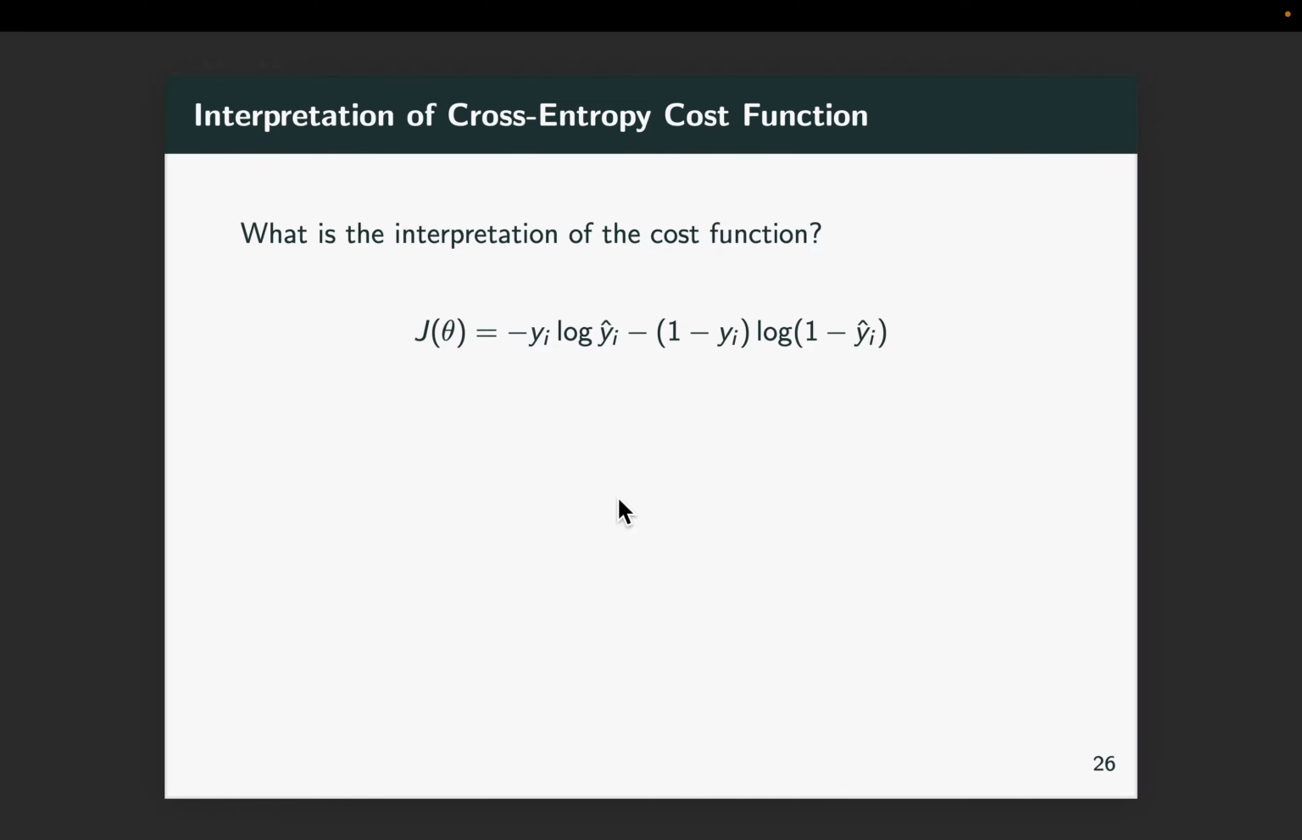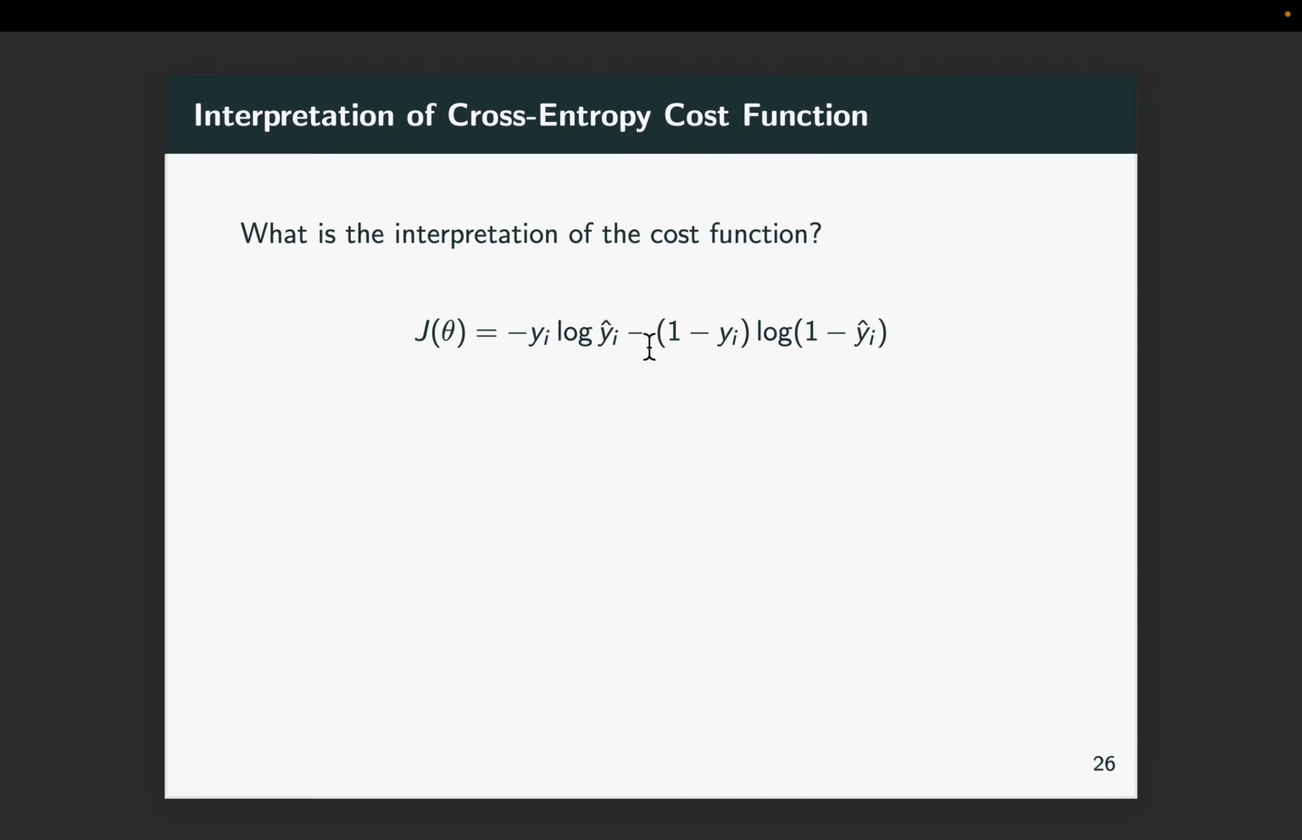Good morning. In the previous lecture, we had looked at the cross entropy cost function, which looks like the following. J of theta is minus yi log yi hat minus 1 minus yi log of 1 minus yi hat. Today we'll be finding out the gradient descent update rule, basically finding out the gradient of this cost function with respect to the input parameters theta.